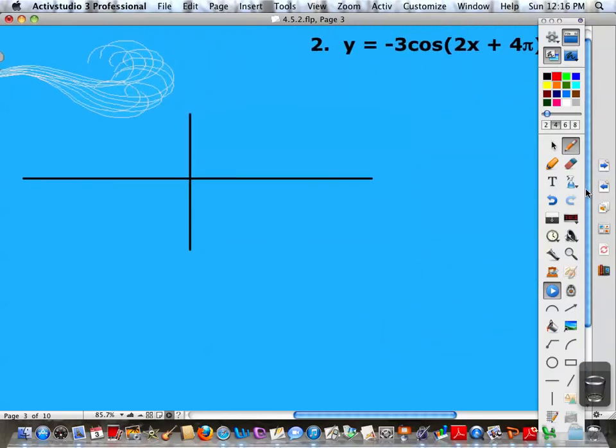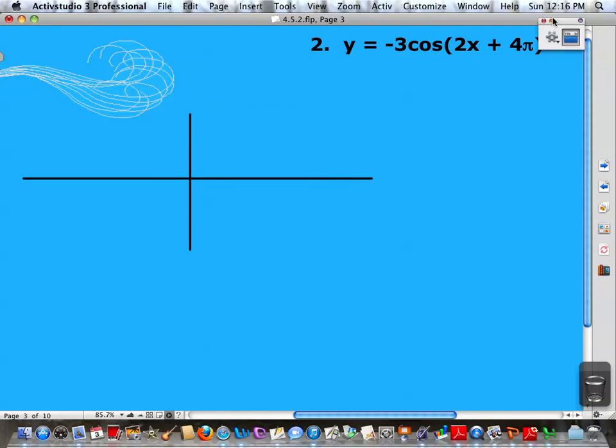All right, next example. We have y equals -3 cosine of 2x plus 4 pi. Okay, so first thing is, what's our amplitude? Well, remember, amplitude comes from the coefficient on the trig function. Okay, so our amplitude is going to be 3. What do you think the negative is going to do to the graph? Okay, it's going to reflect it in the x-axis. So where we used to have maximums, they're now going to flip over to minimums. Okay, and where there used to be minimums, they're going to flip up to maximums.